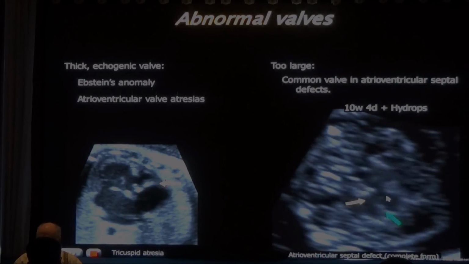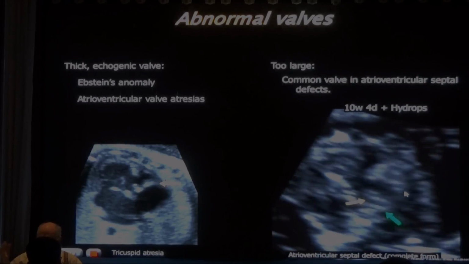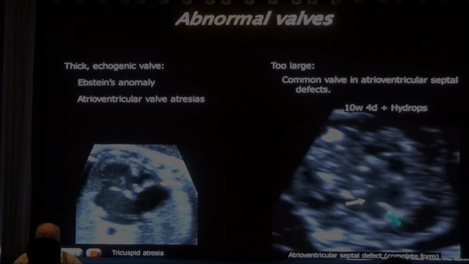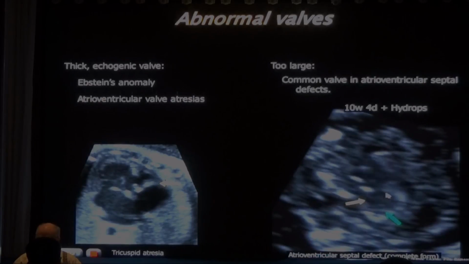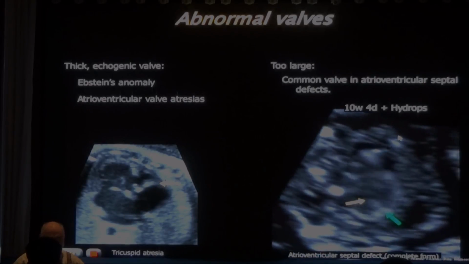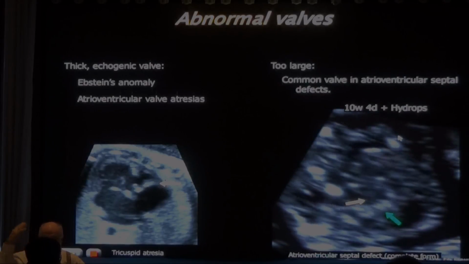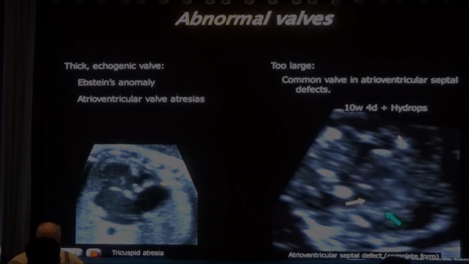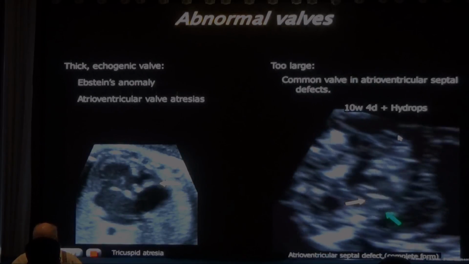Even at 10 weeks, you can see this baby has bradycardia, which is common in atrioventricular septal defect, and you see a communication between the right and the left ventricle. This baby has hydrops. It was there for nuchal translucency screening. No need to do nuchal translucency screening. The baby has trisomy 21, and the mother can make a decision about the pregnancy.